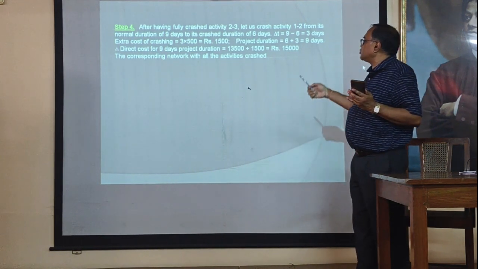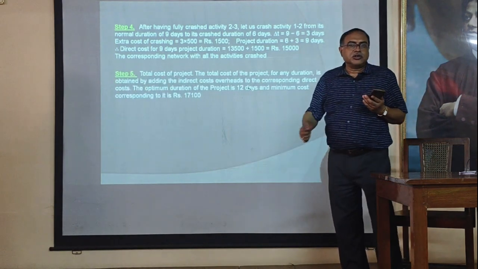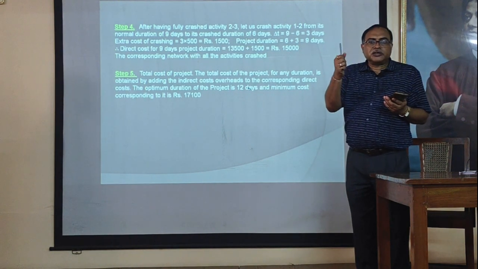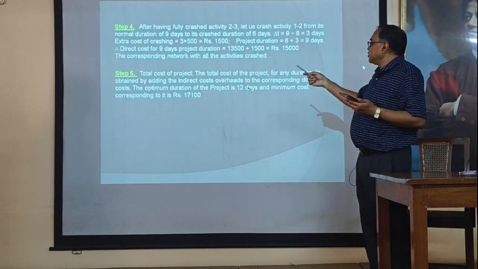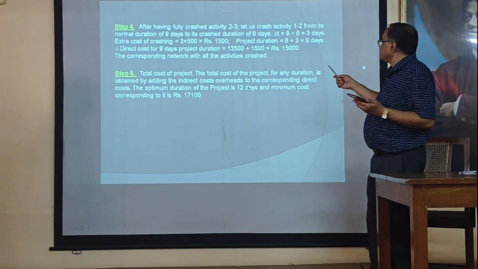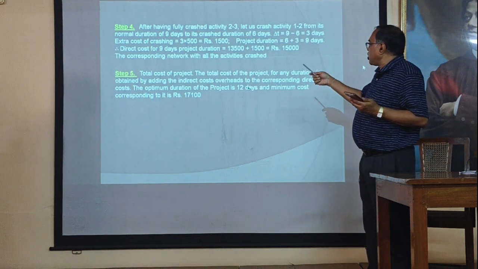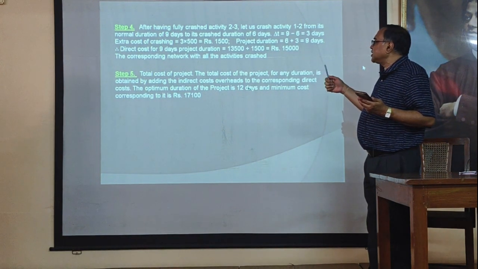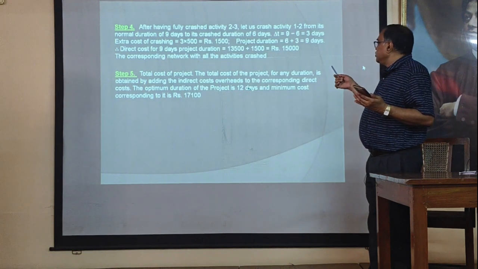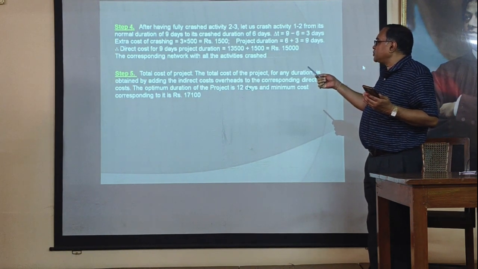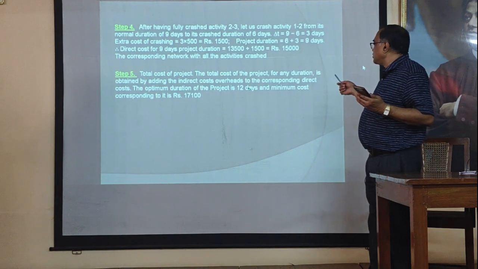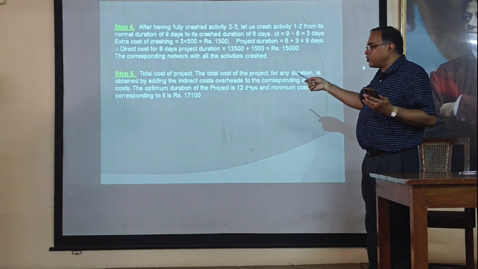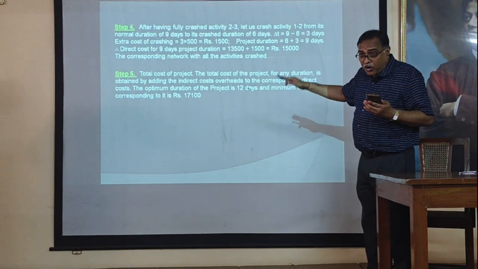The corresponding network with all the activities crashed: first the second activity is crashed, then the first activity is crashed. Okay, next is the total cost of the project. The total cost of the project for any duration is obtained by adding the indirect cost, the overhead, to the corresponding direct cost. The optimum duration of the project is 12 days and the minimum cost corresponding to it is rupees 17,100. It is given in the following table.